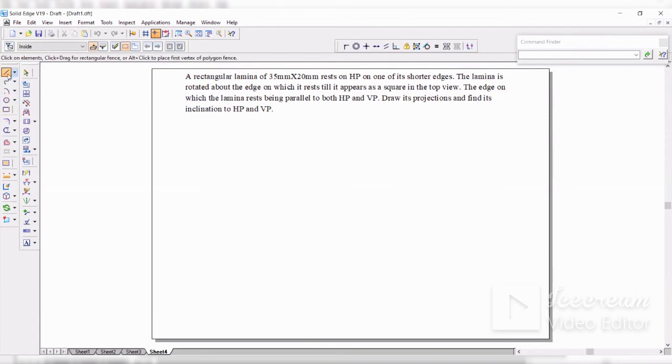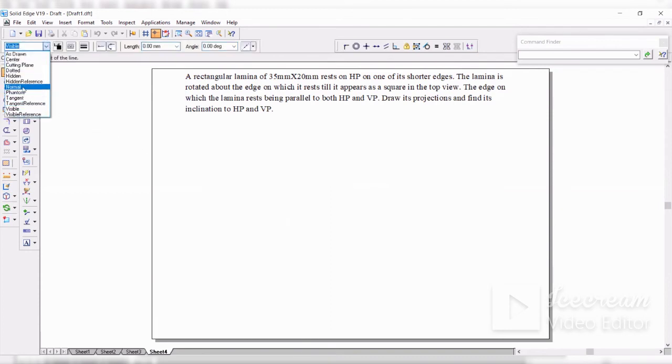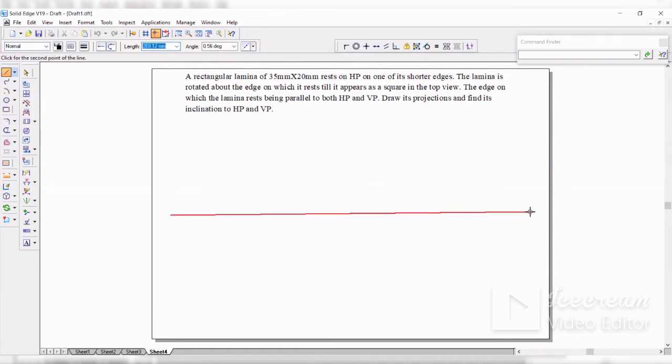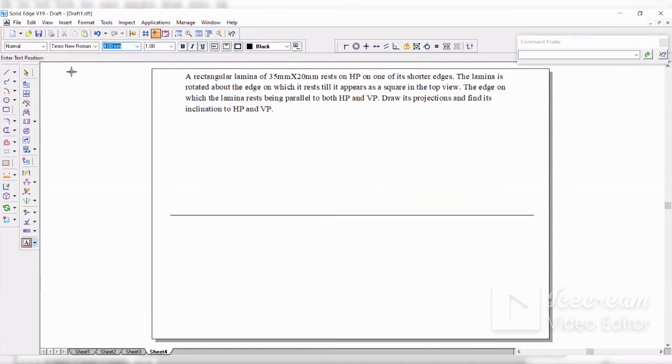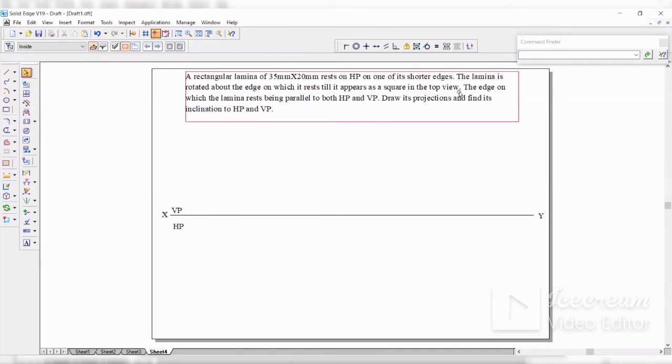Okay, so first things first, let us draw the XY line first. So this is X, this is Y, VP, HP, done. Now, as you can see, it's a rectangular lamina of 35 into 20. So first you should draw 35 into 20. Before that, you should understand it is resting on the shorter edge. So out of 35 and 20, 20 is the shorter. 20 becomes the vertical side.